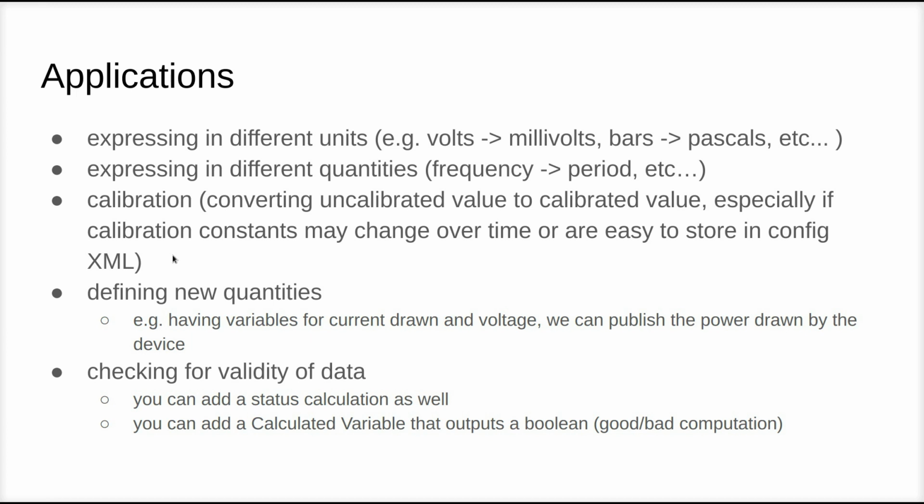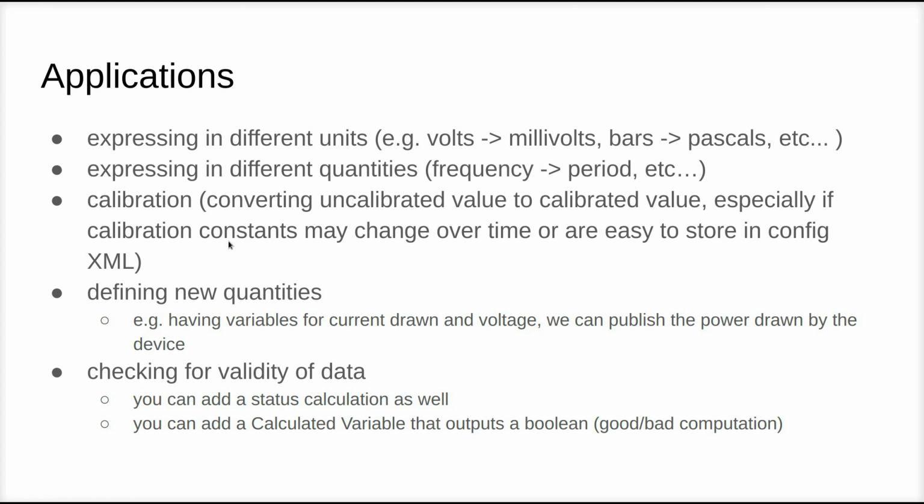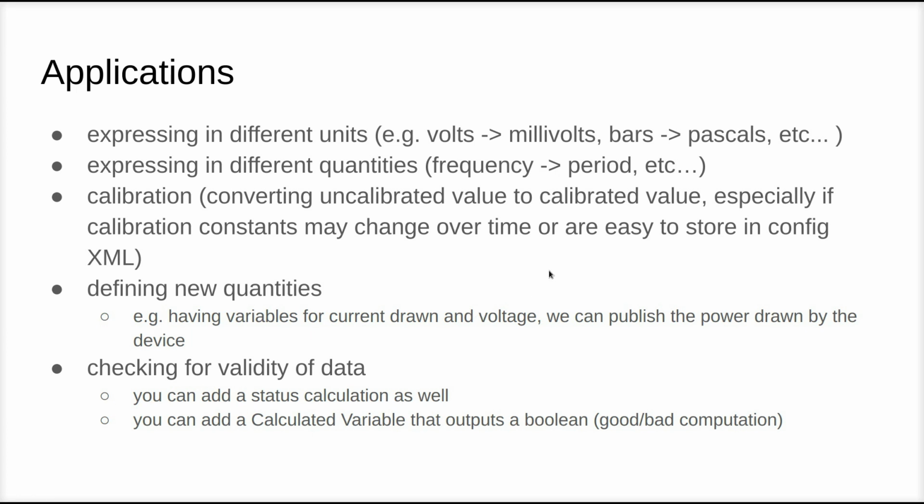Then you can define wholly new quantities. That means we now enter the domain where you have multiple variables that you want to bind together to make one new quantity. So imagine you have some sort of device that consumes power, and what you measure is the current drawn and voltage. You can of course multiply both and publish the power drawn by the device. So you can have a calculated variable which simply multiplies them in the formula.